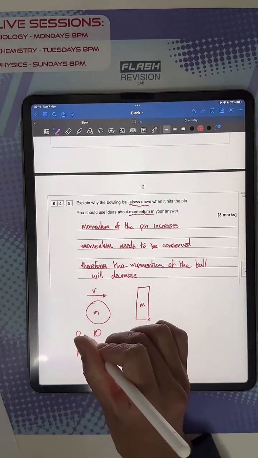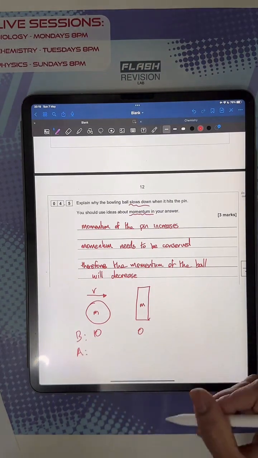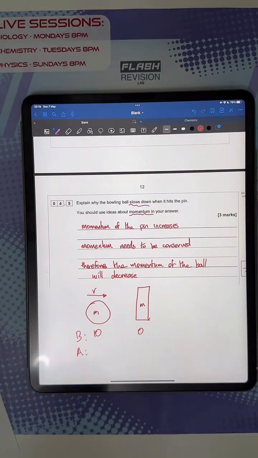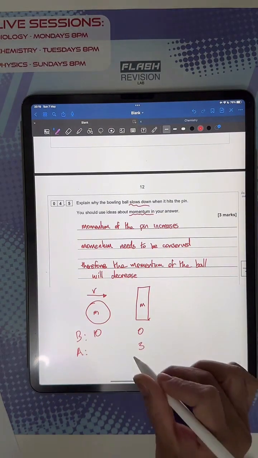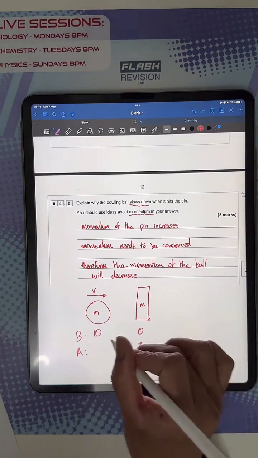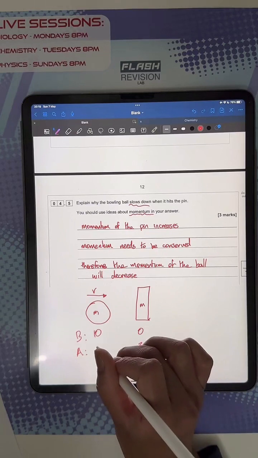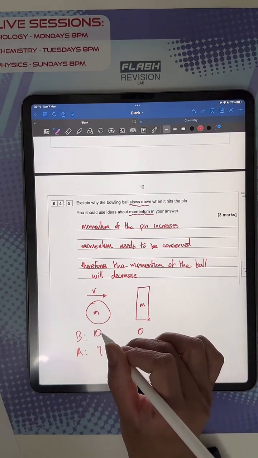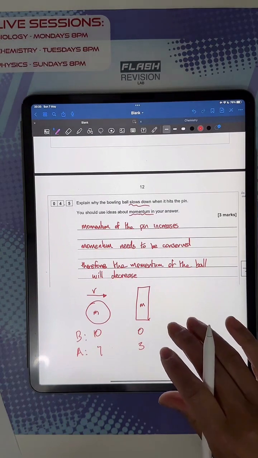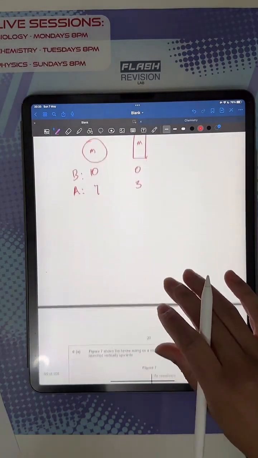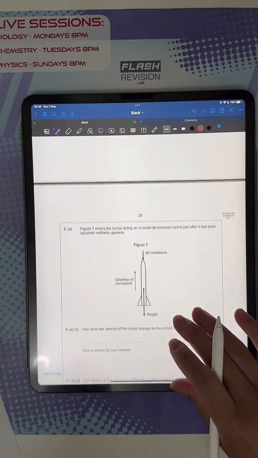After the collision, the pin moves. If you hit a bowling ball into a pin, it's going to move, right? So it's going to get some momentum. Let's say it gets 3. This has to be conserved. In total, it needs to have 10. So the bowling ball will have 7. So basically, the bowling ball's gone from 10 to 7 meters per second, so it's slowed down. I hope that made sense. So yeah, think of it like energy. Good stuff. All right, next question.